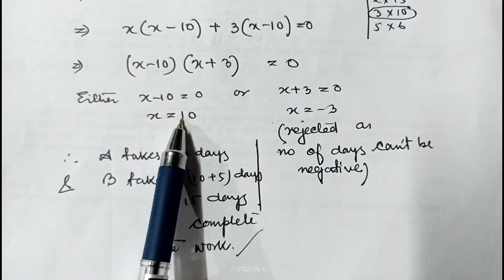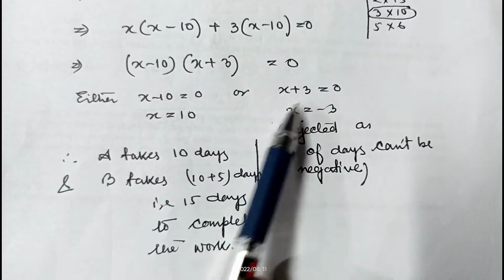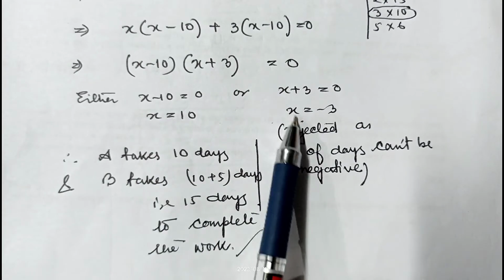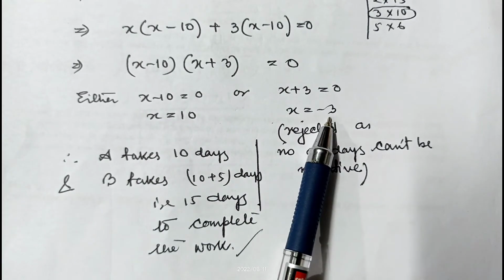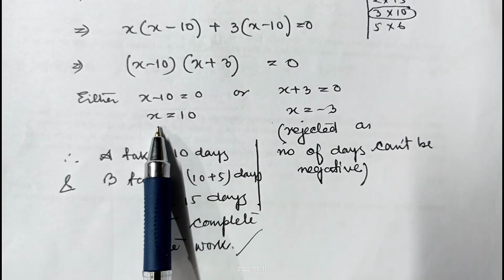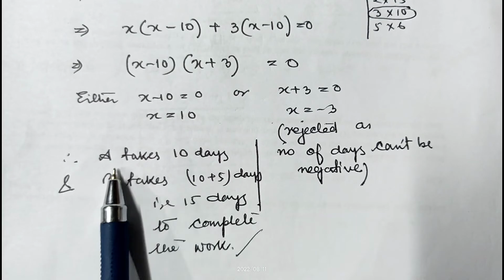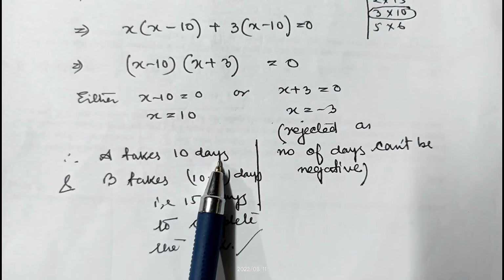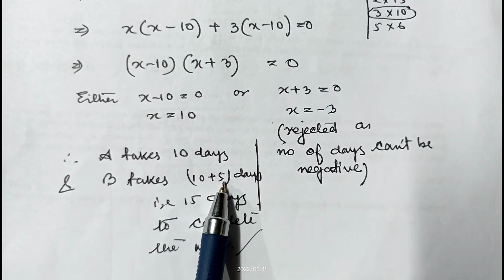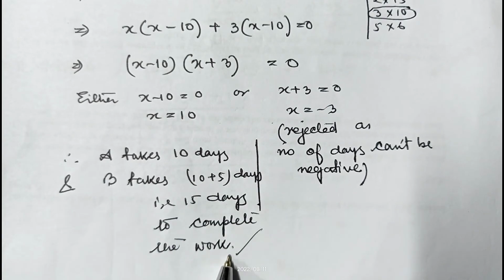Either X minus 10 equals 0 or X plus 3 equals 0. From here X equals 10 and from here X equals minus 3. But the number of days cannot be negative, so we are rejecting this part. Therefore X equals 10 we have to consider. Therefore A takes 10 days to complete the work and B takes 5 days more. So 10 plus 5, 15 days to complete the work alone.